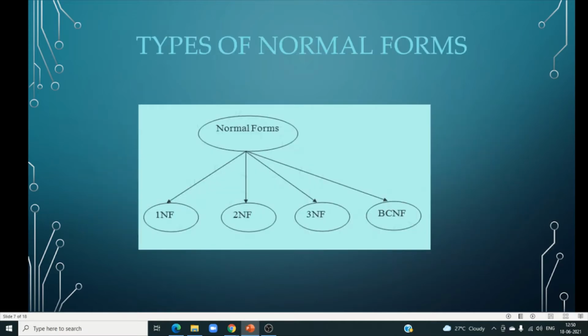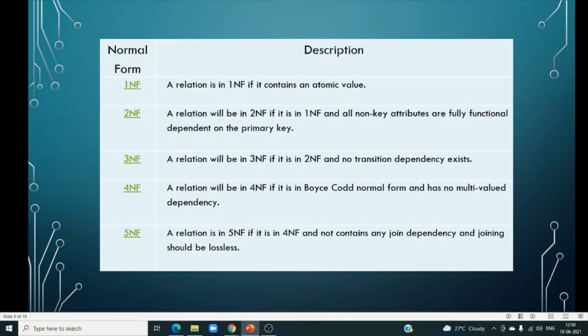Okay, we have different types of normal forms: first normal form, second normal form, third normal form, as well as BCNF, fourth normal form and fifth normal form. Up to first, second and third normal form is enough for the database. In some situations, we need to check for the advanced forms, that is BCNF, fourth or fifth normal forms. In this class we will learn about BCNF, fourth normal form and fifth normal form.